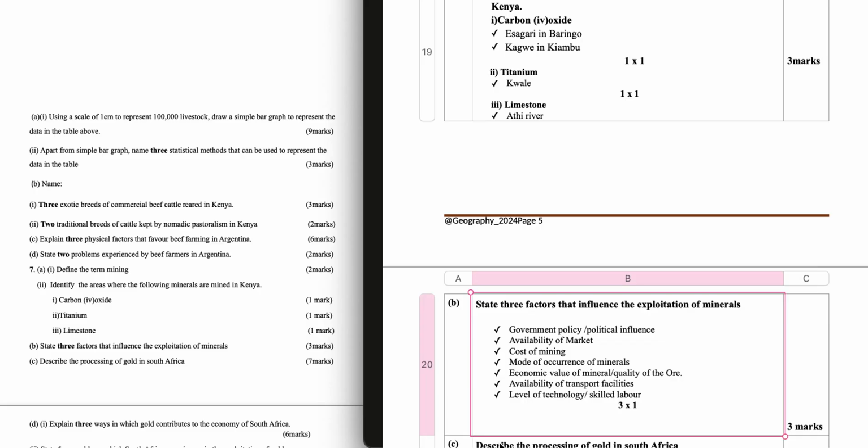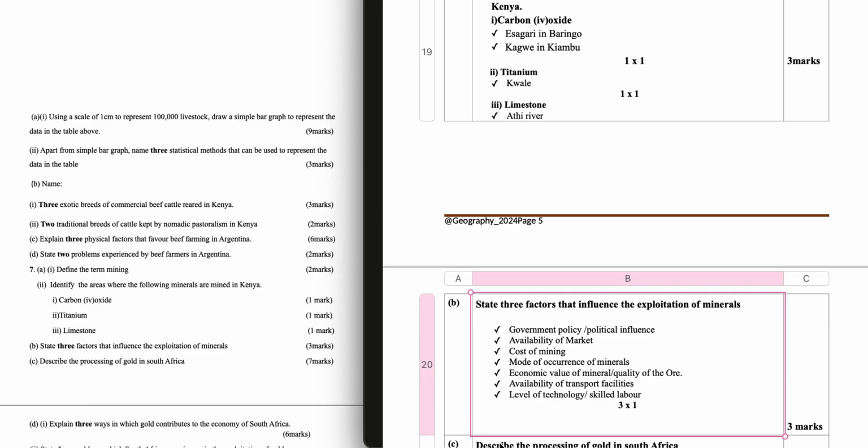Question 7b. State 3 factors that influence the exploitation of minerals. Government policy, availability of market, cost of mining, mode of occurrence of minerals, economic value of mineral, availability of transport facilities, and level of technology.